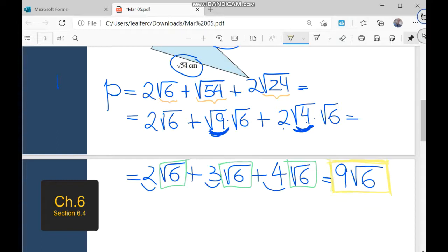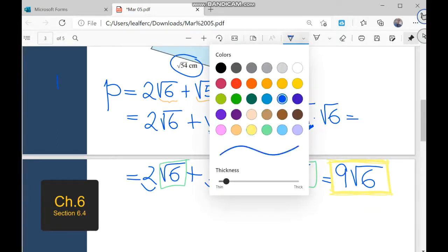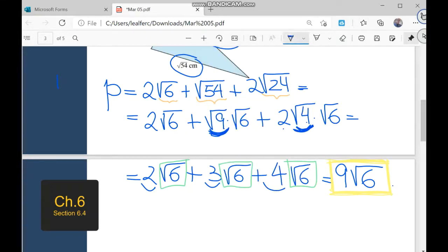The perimeter of this triangle, the exact value of the perimeter, is 9 square root of 6, and the unit is centimeters.